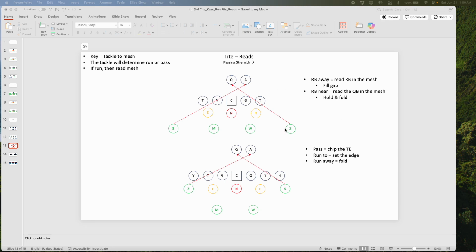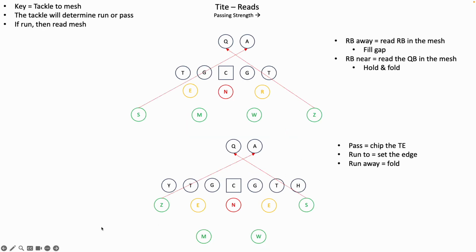Anytime that we are, actually, let me pull this up here. Okay, so remember, your keys are the tackles, if there's a split number two, and then the tight ends, if the number twos are attached. The end man on the line, that's either the tackle or the tight end, will determine whether it is run or pass. If it is pass, then you just get into your coverage assignments.